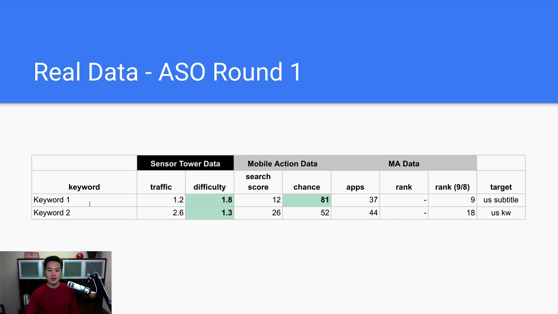Now, this other keyword, very relevant to what the client does, had a little bit more traffic, and this is why I tell you to use two different keyword ASO tools. If you're just using Sensor Tower, you would have targeted this. But if you're just using Mobile Action, you would have been like, well, that's probably a little bit too competitive, right? But guess what? We had it in the US keyword field, and we were ranking from nothing to number 18. So Sensor Tower is a little bit more correct on this, because 52, a chance score of 100, that means it's pretty competitive, right? We're able to rank number 18.